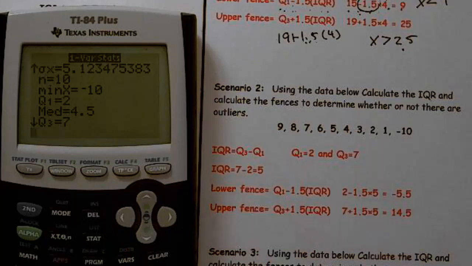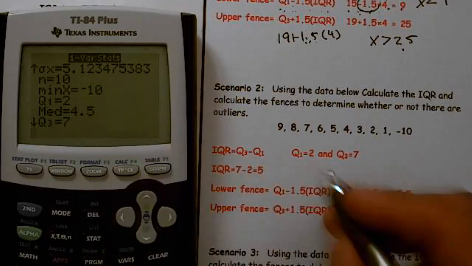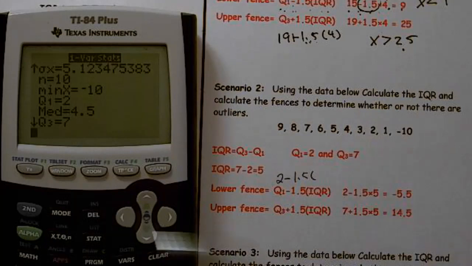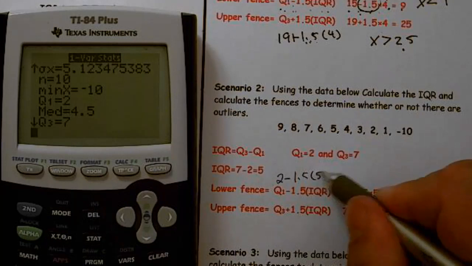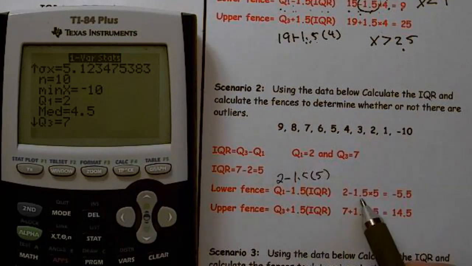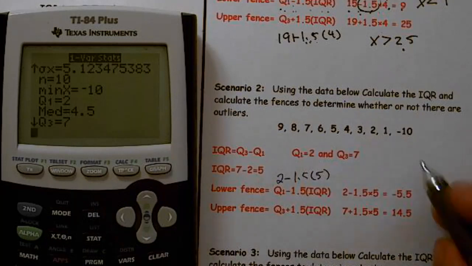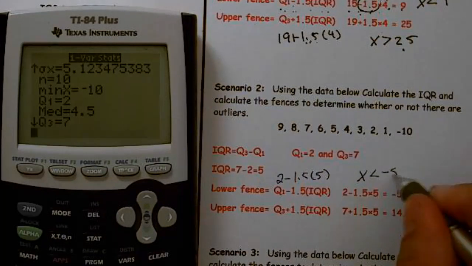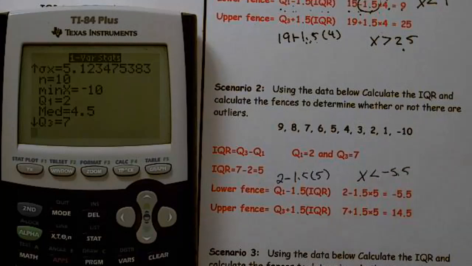Okay, well, my lower fence is going to be 2 minus 1.5 times my IQR, which we said was 5. When I multiply that out, I get 7.5, so 2 minus 7.5 is negative 5.5. So if X is less than negative 5.5, I have an outlier. That means this value, -10, which is less than negative 5.5, is an outlier.